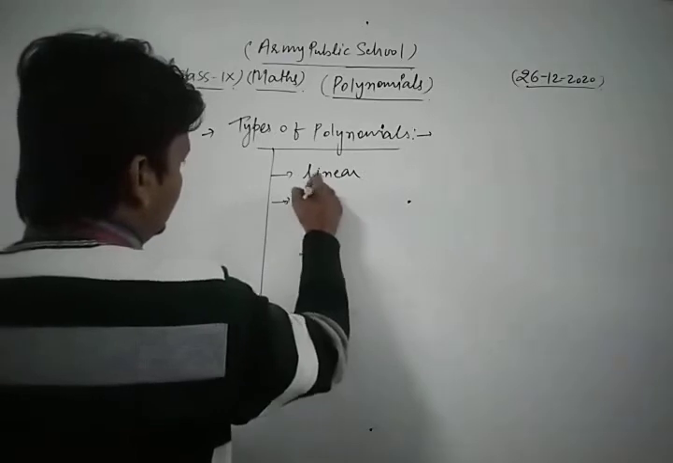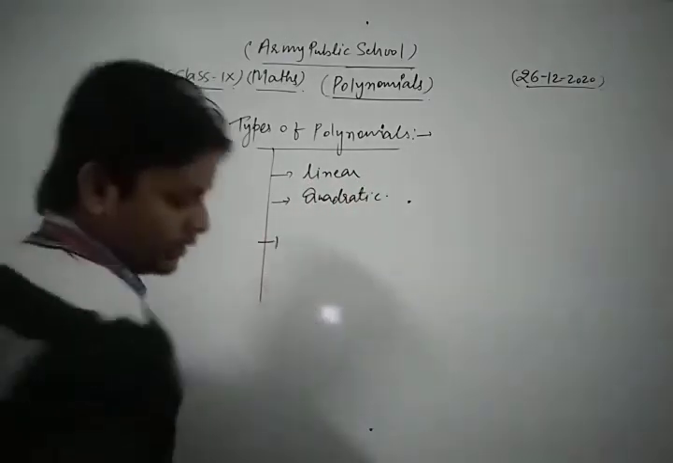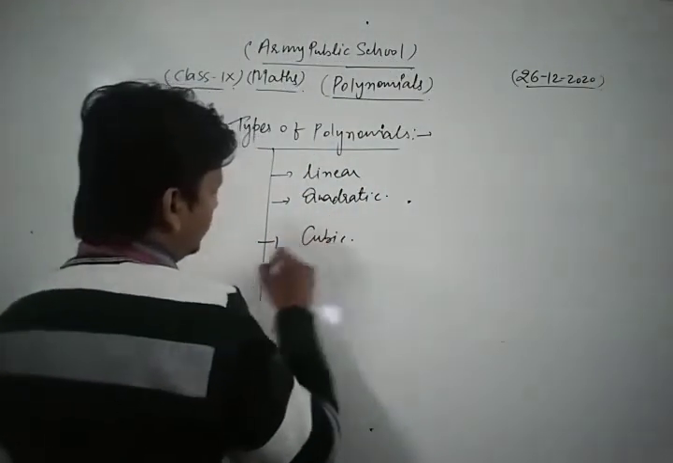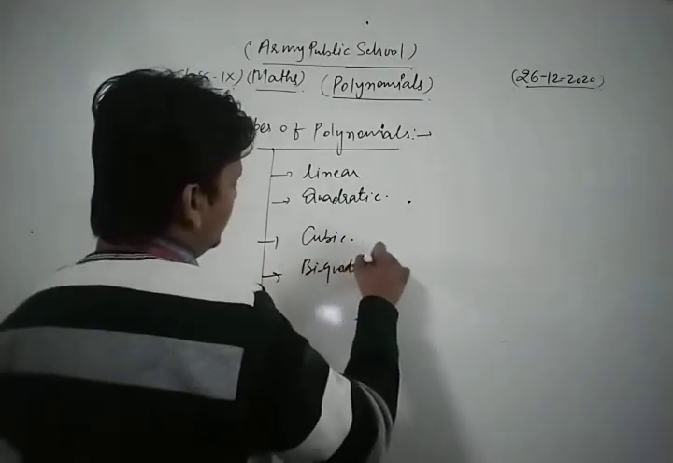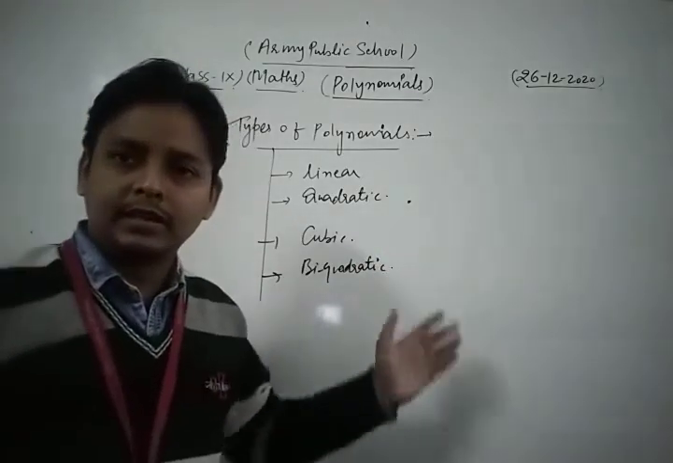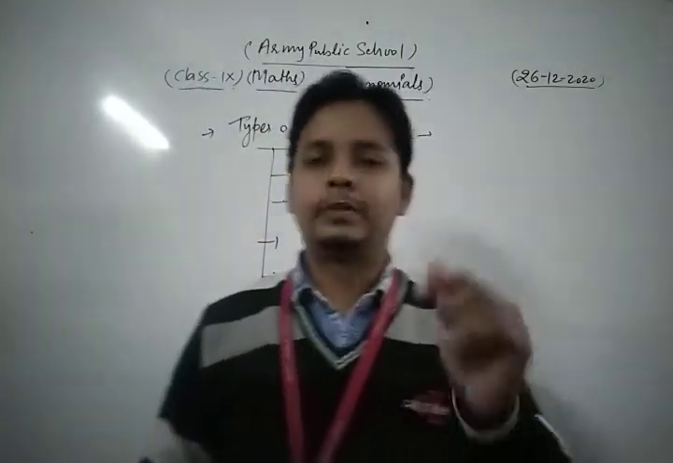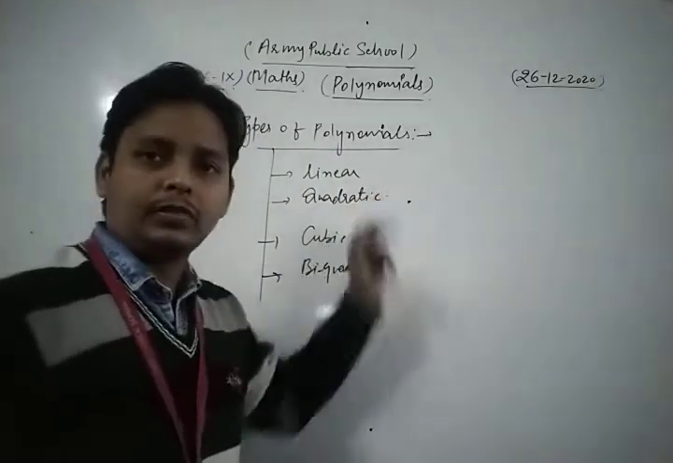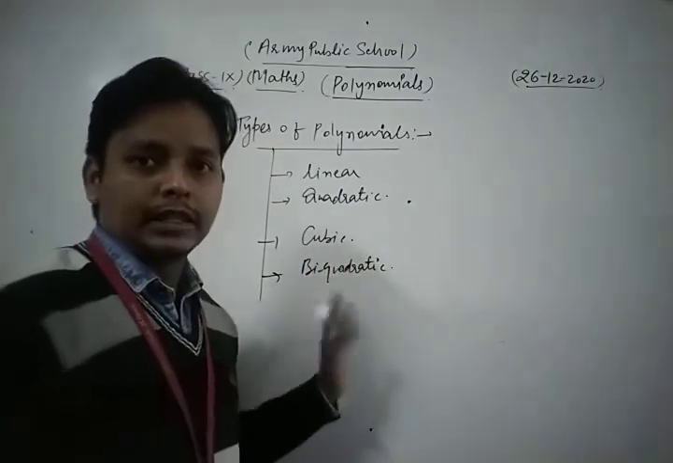Second one is quadratic polynomial. Third is cubic polynomial, and the last one is biquadratic polynomial. Thus, in this way, we can categorize any polynomial on the basis of its degree into 4 parts: first is linear polynomial, second is quadratic polynomial, third is cubic, and the last one is biquadratic.